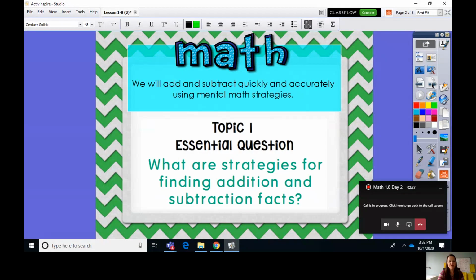Let's talk about our objective. Our objective is what we're going to learn. We will add and subtract quickly and accurately using mental math strategies. Remember, mental math is using your brain in your head, and we're going to both add and subtract today. Our topic 1 essential question is, what are the strategies for finding addition and subtraction facts?